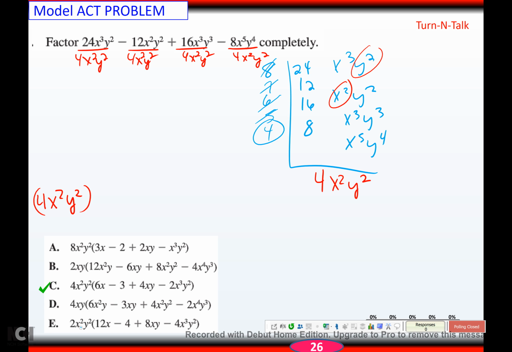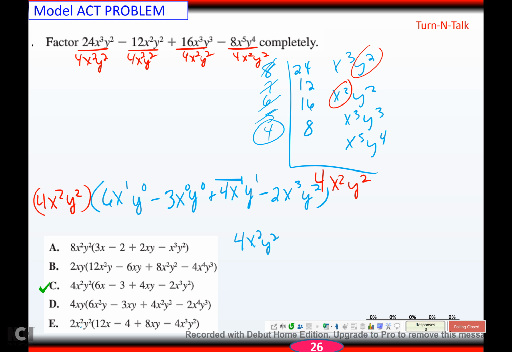And what's left is my second factor, which is going to be 6. X to the 3 minus 2 is 1. Y to the 2 minus 2 is 0. Minus 12 divided by 4 is 3. X to the 2 minus 2 is 0. Y to the 2 minus 2 is 0. 16 divided by 4 is positive 4. X to the 3 minus 2 is 1. Y to the 3 minus 2 is 1. Negative 8 divided by 4 is negative 2. X to the 3rd, y to the 2nd. Get rid of the 0 degrees and I end up with 4x squared y squared times 6x minus 3 plus 4xy minus 2x cubed y squared.